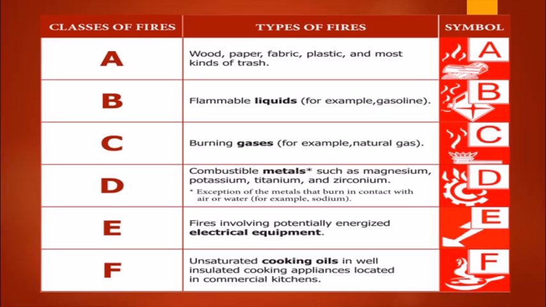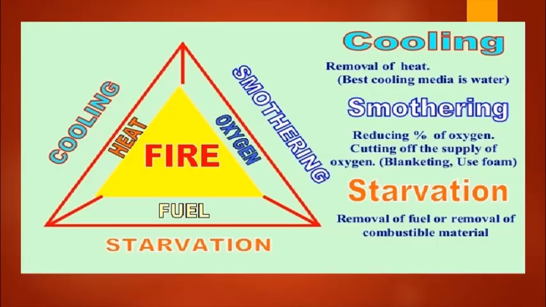Another is the class F fires, which can occur in cooking appliances, which are insulated appliances. If such appliances catch fire, that is called the class F fire. Now, whenever a fire takes place and you have to control it, first of all, you need to stop the fire, and second, you have to stop it from spreading. So we have to prevent the fire from spreading.